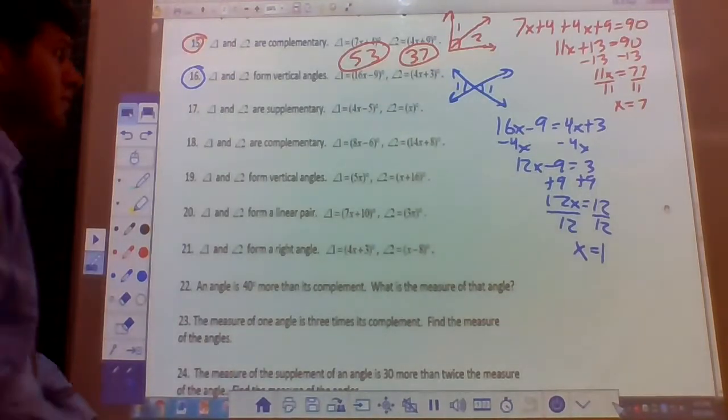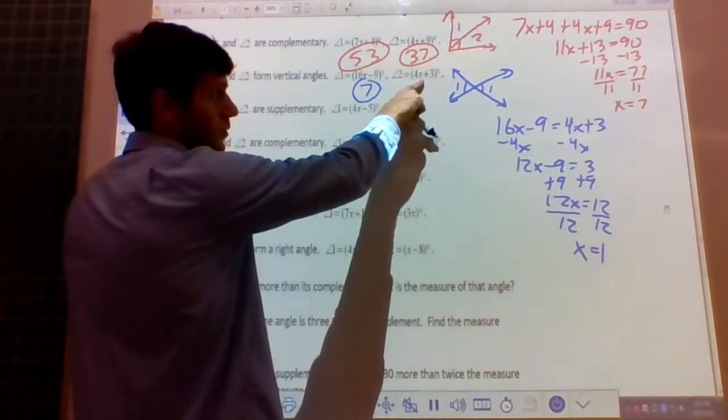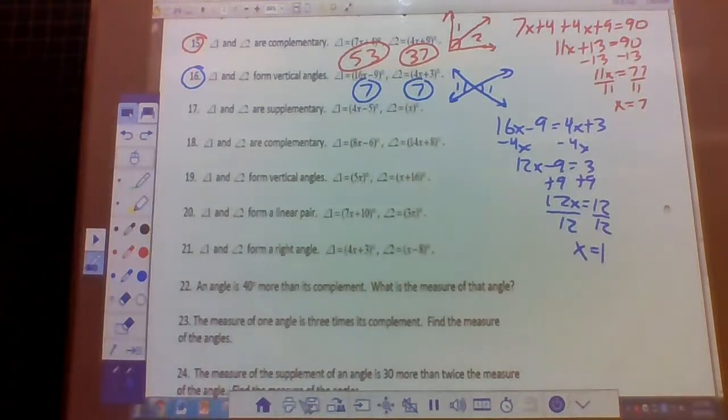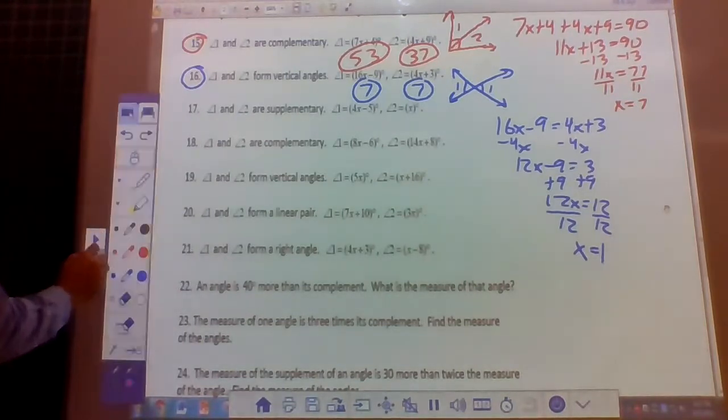Substitute it back in. 16 minus 9 is 7. 4 times 1 is 4, plus 3 is 7, and we know we have the right answer because they're both equal to each other. All right, let's go on to, we got to erase.